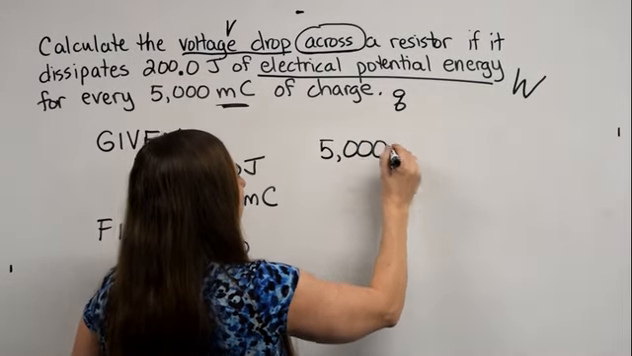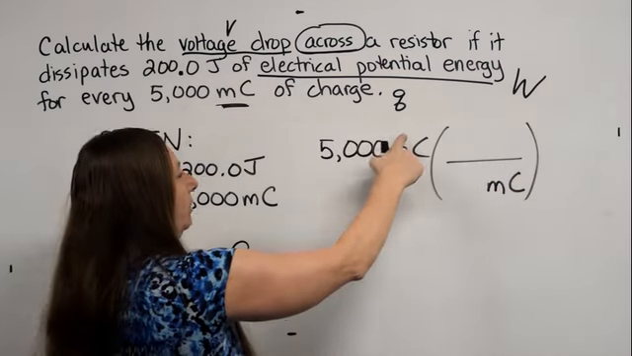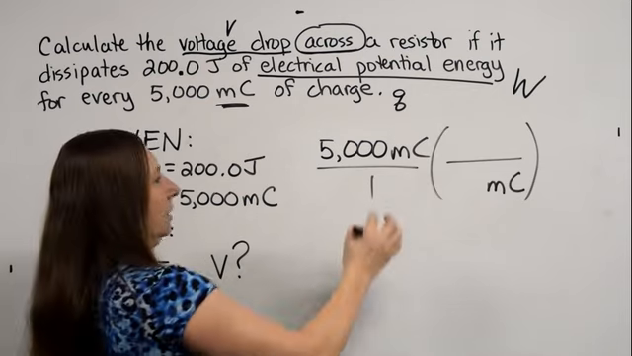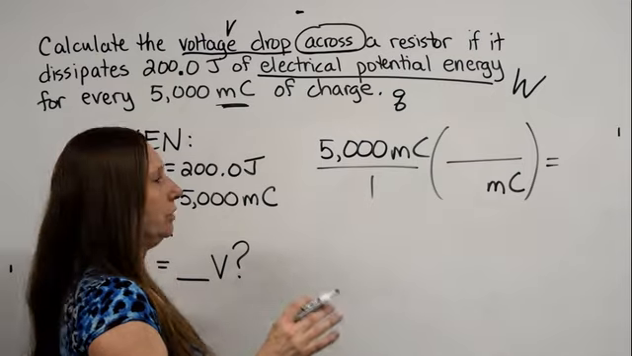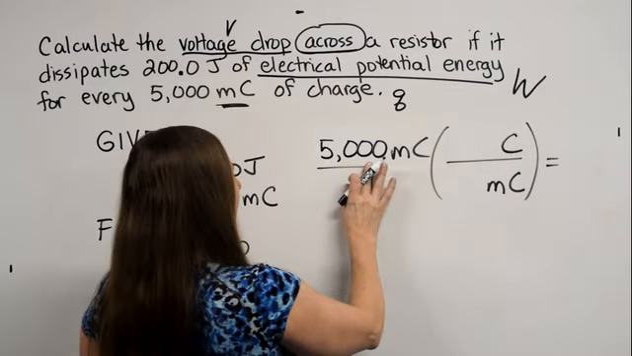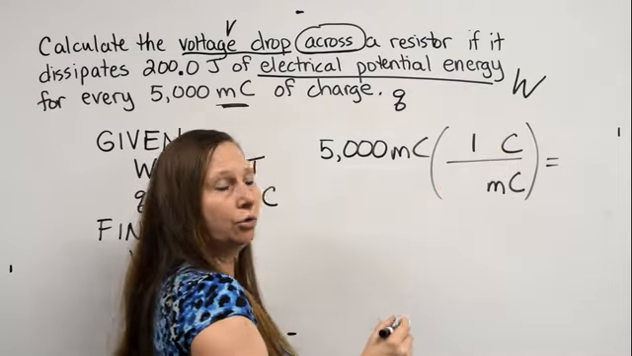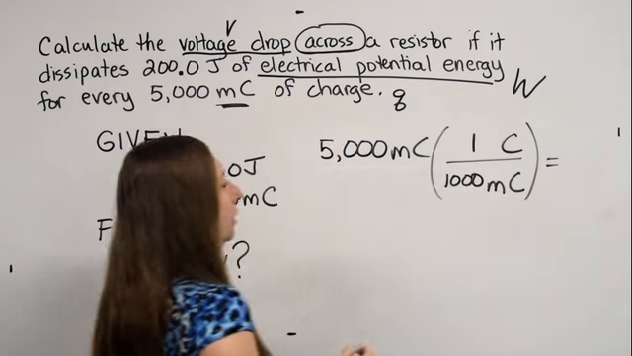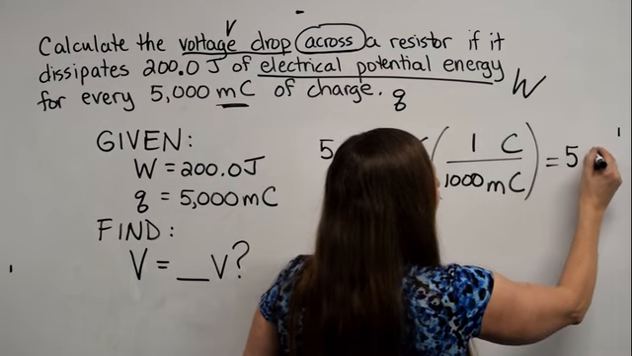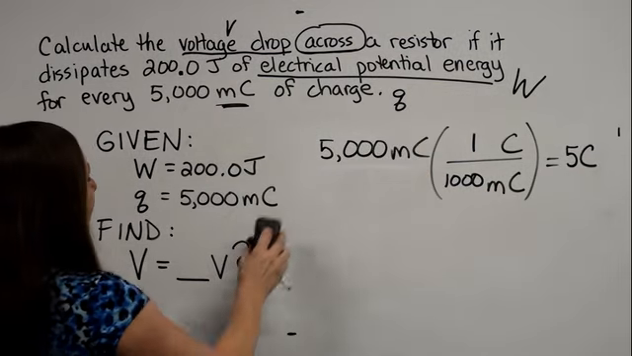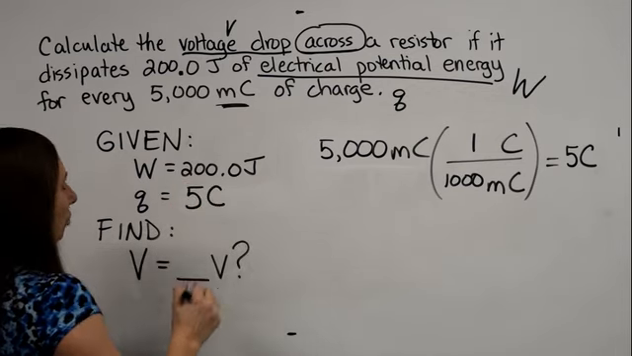So 5,000 millicoulombs. Now I want to get rid of millicoulombs. See how that's over 1? Millicoulombs on top, millicoulombs on the bottom. The millicoulombs are going to cancel. Coulombs. So I need numbers in here that equal each other. One big giant coulomb is 1,000 little millicoulombs. 5,000 divided by 1,000 is 5 coulombs. So this 5,000 millicoulombs becomes 5 coulombs.